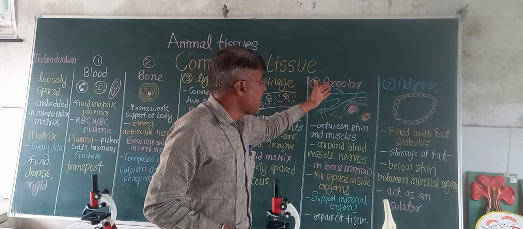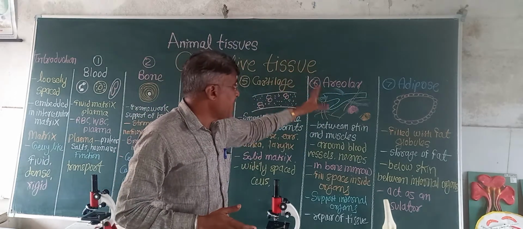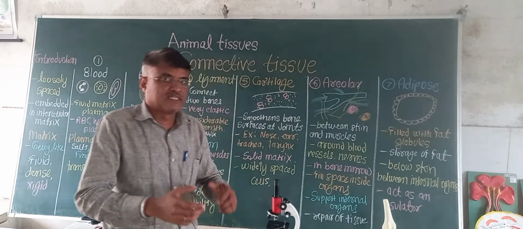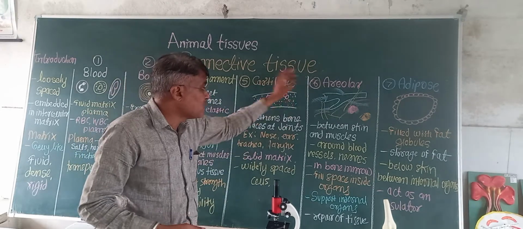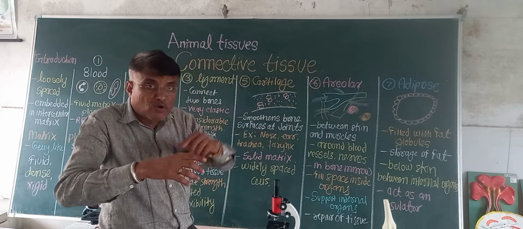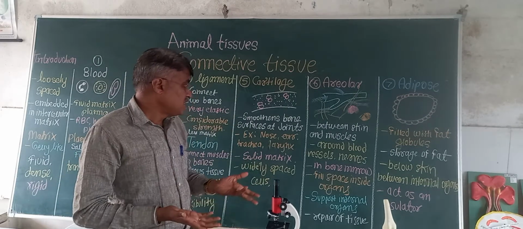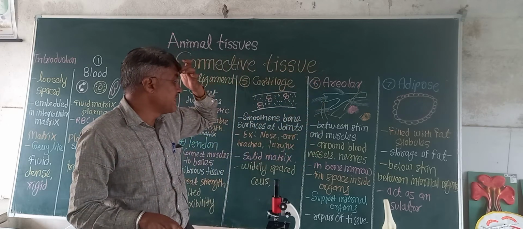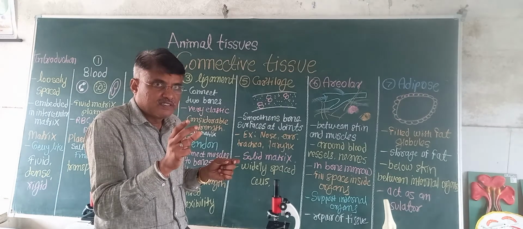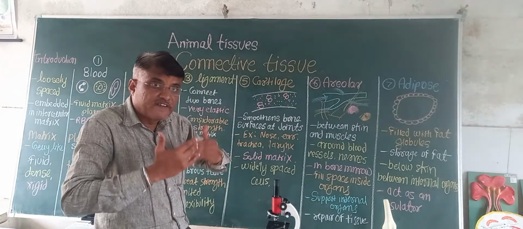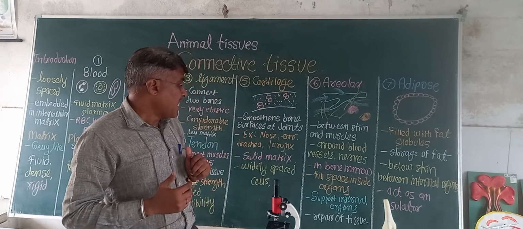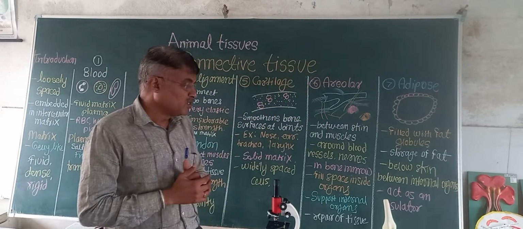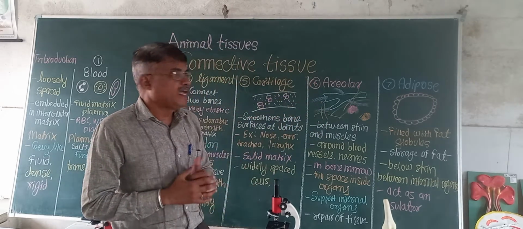Now the next connective tissue, areolar connective tissue. This areolar connective tissue is present between the skin and the muscles, and also around the blood vessels and nerves. All of you know bone contains bone marrow inside. That bone marrow also contains areolar connective tissue. The space in the internal organs of our body also gets filled by the areolar connective tissue, and internal organs are supported by it. And the repair of the tissue also takes place by areolar connective tissue.